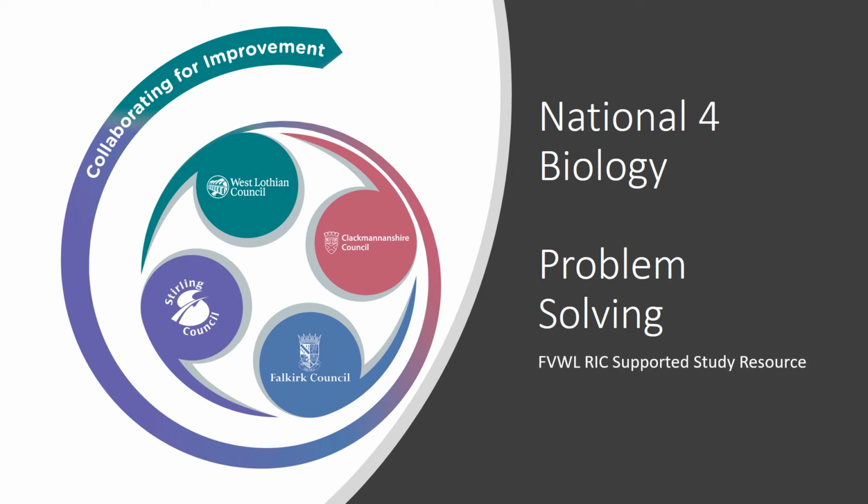Hello, my name is Mr. Kennedy, and for this Forth Valley West Lothian RIC supported study resource, we are going to go through National 4 Biology problem solving techniques, specifically looking at types of problem solving questions that you can expect to find in the National 4 UASPs that you will sit in class. These techniques will also prepare you for Level 5 or National 5 study in the future as well, so it's a good foundation to start a solid base from.